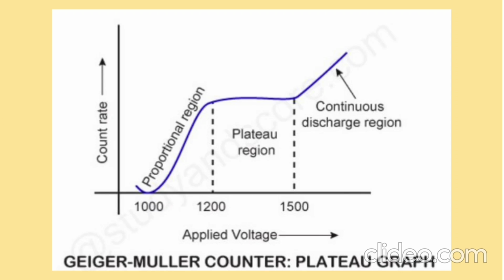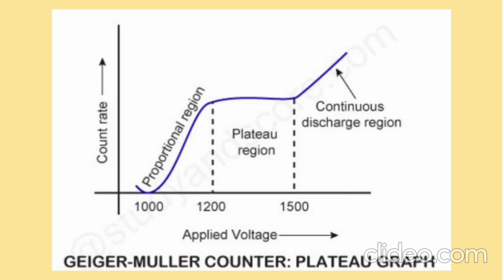our Geiger-Muller operation. Now, beyond the plateau region, the applied electric field is so high that a continuous discharge takes place in the tube and the count rate increases very rapidly. It does not require any ionization event to happen, so that the tube must not be used in this region.